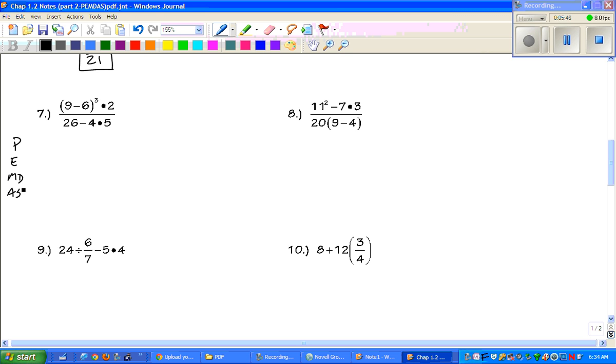Now, in number 7, we can see that we have a top and a bottom. What I like to do first is we're going to focus just on the top, and then we'll worry about the bottom afterwards. So, in the top, we have parentheses first. 9 minus 6 is 3.